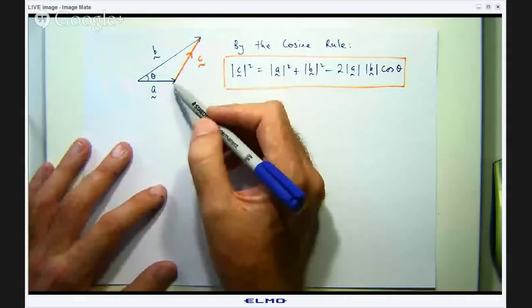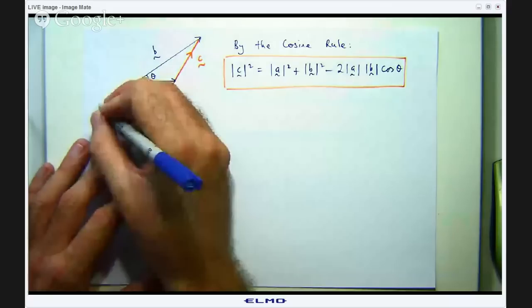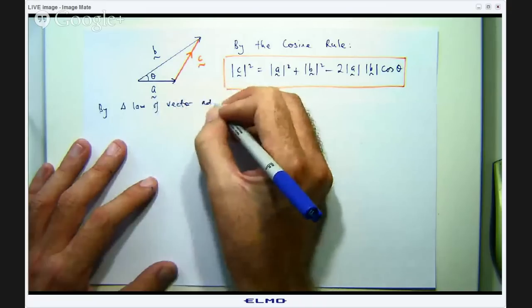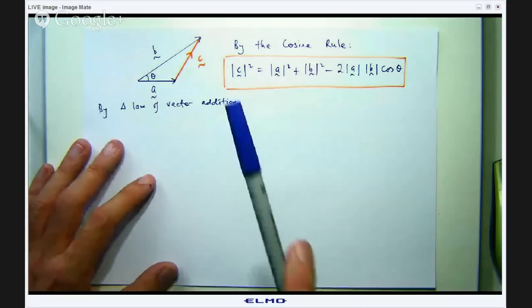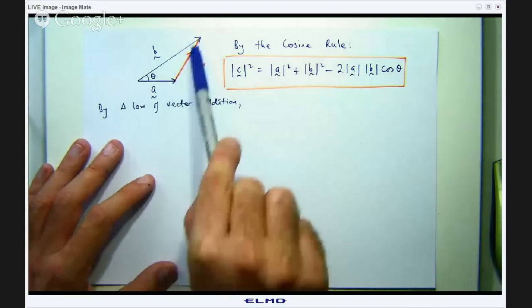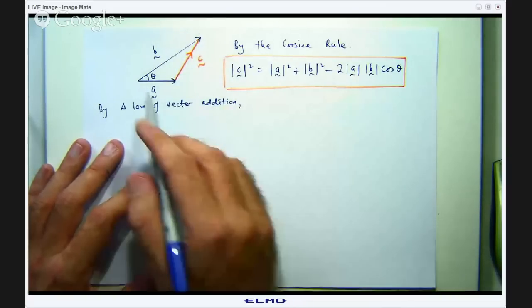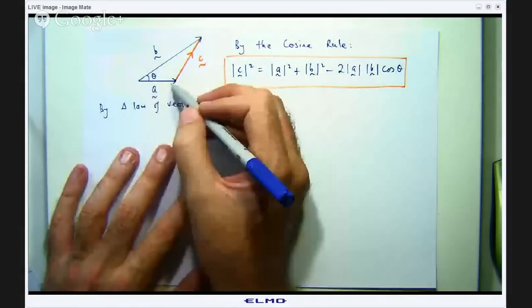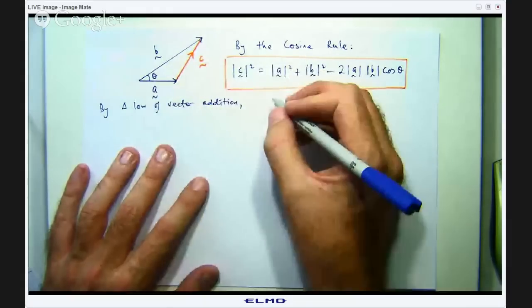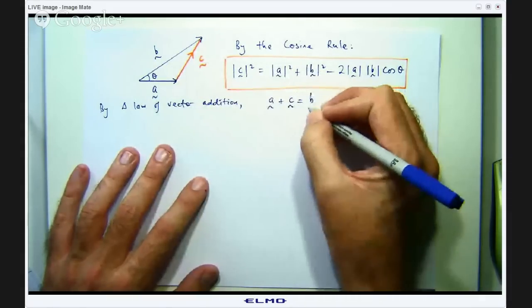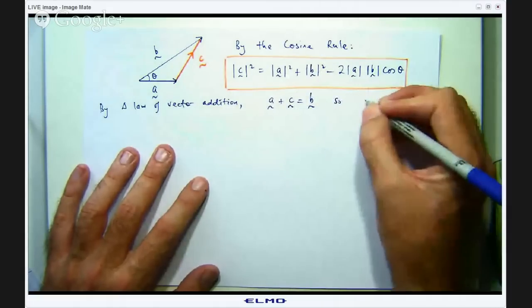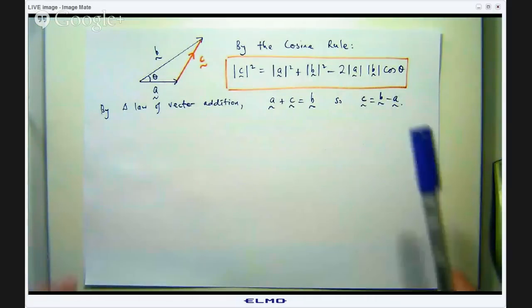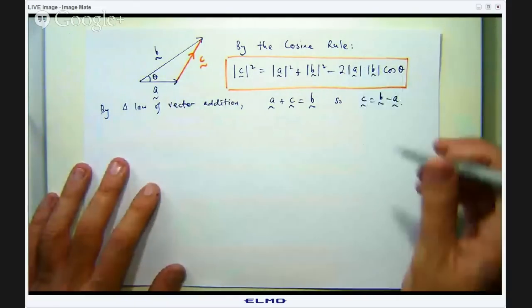So let's have a look at expressing the vector C in terms of the vector A and B. Now, by the triangle law of vector addition, we know that the vector A plus the vector C equals the vector B. So if I isolate the C, if I rearrange this and make this the subject, let's call this star.